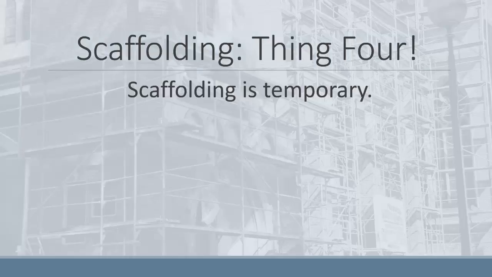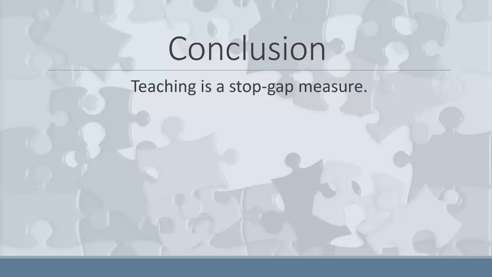And there's a fourth thing. Both in the world of construction and the world of education, scaffolding is supposed to be temporary. What? What on earth can that mean? Teaching itself, when you look at it from the standpoint of scaffolding, is a stopgap measure. It exists to help students emerge as independent adult learners. What we're looking for as educators is to put ourselves out of a job. It's true.